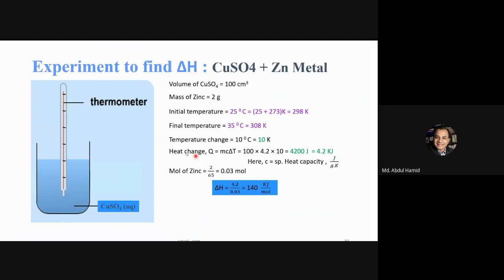This is important. Heat change Q is equal to mc del theta. M is the amount of substance in which the thermometer is inserted. So 100, and 4.2 specific heat capacity. So you are getting 4.2 kilojoule. Then you have to calculate the moles of zinc from the mass given, and the Mr is 65, so you're getting 0.03. So the enthalpy change is 4.2 divided by 0.03. Also, it will be negative, right? This is an exothermic reaction. This type of experimental setup is not so important, but if you have the idea and if you do it in your lab, your investigative knowledge will increase.